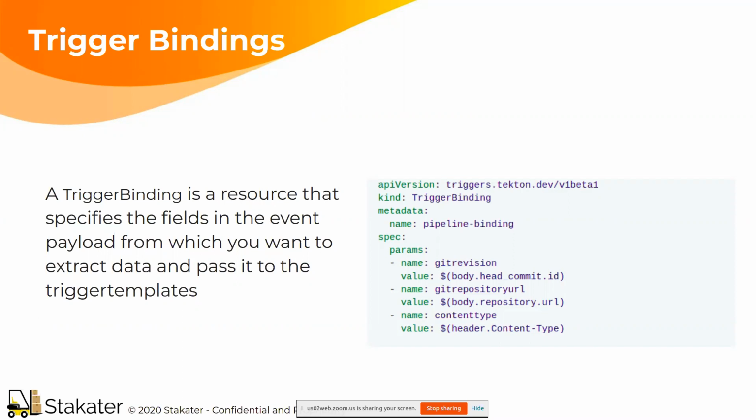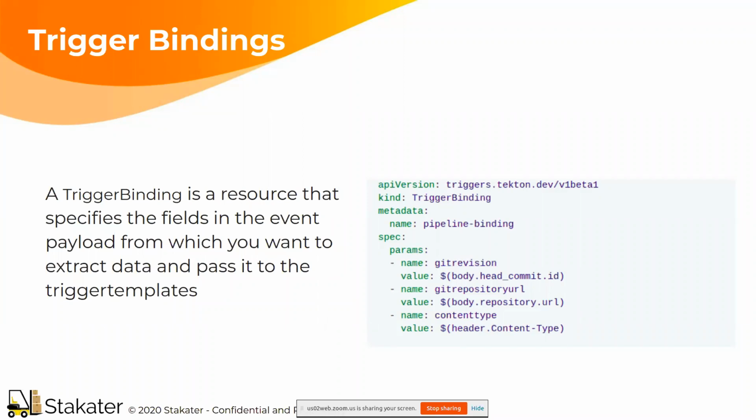So for suppose if I have 10 repositories, I can use the same task and same pipeline, and I can take the parameters from the payload. So I can take the parameter of the Git revision or Git URL from the payload and pass it to my task, and the task is going to clone that URL or that repository.